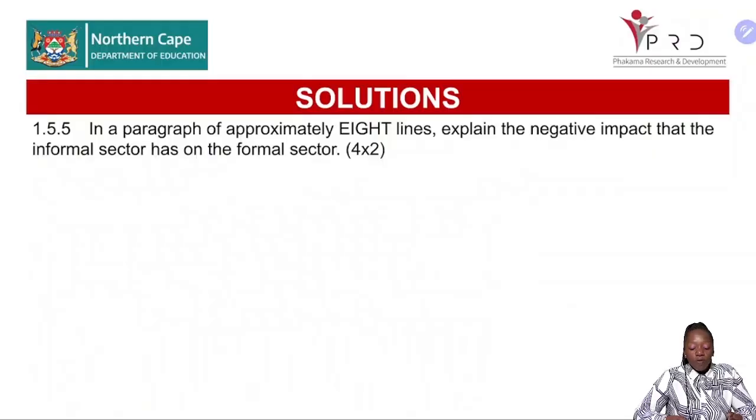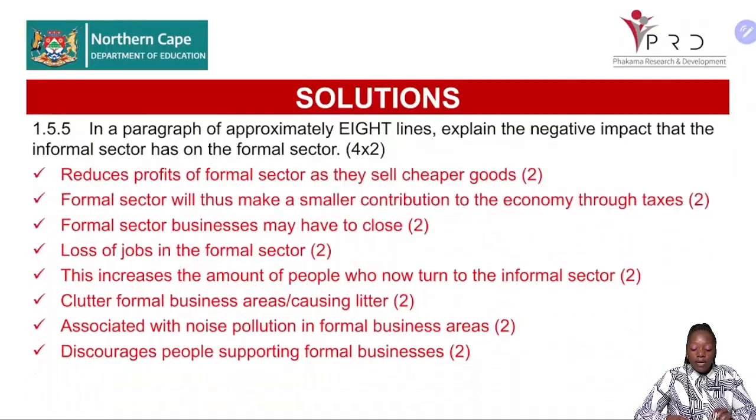Then your 1.5.5, in a paragraph of approximately 8 lines, you're supposed to explain the negative impact that the informal sector has on the formal sector. So number 1, it reduces their profit. Why does it reduce their profit? Because the informal sector's products are cheap.